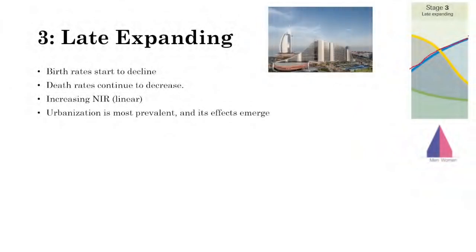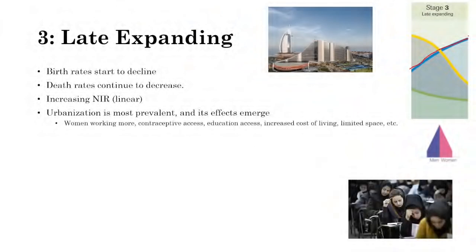Urbanization has occurred and is most prevalent now, and the effects of urbanization are starting to emerge here, like the cost of living going up. Women are working more. There's more contraceptive access. There's more education and education access, particularly for women. We see increased cost of living, limited space, crowded living, higher crime, and other factors that will decrease the birth rate.